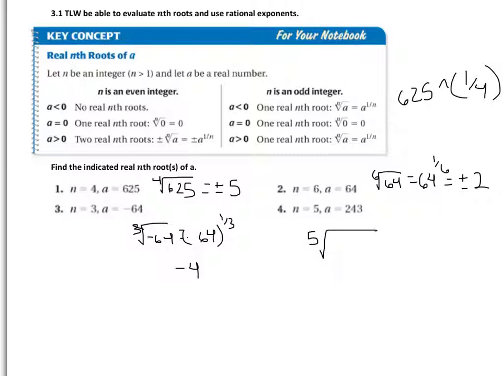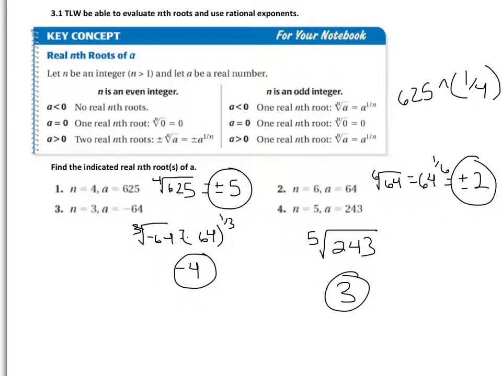The 5th root of 243. If I had to guess, it'd be 3. Let's see. Yep. There are our final answers, guys. So there's how we take the roots. So let's look at how to use the rational exponents.